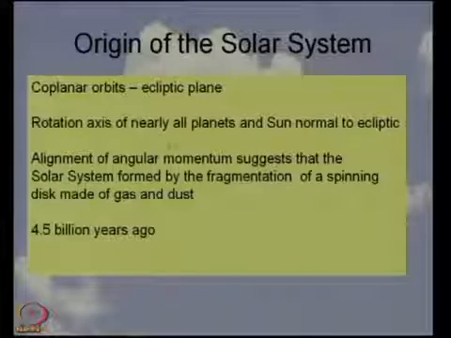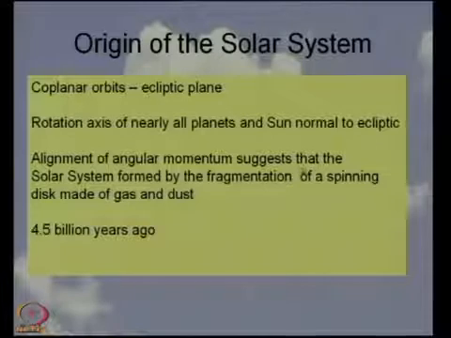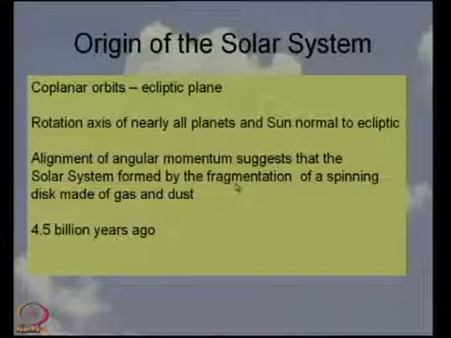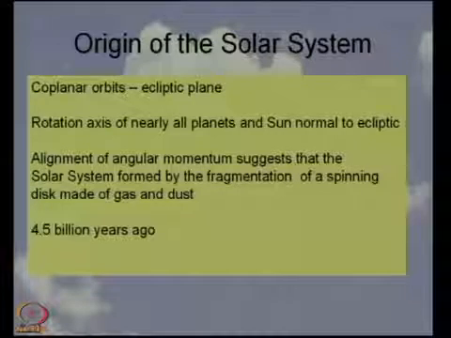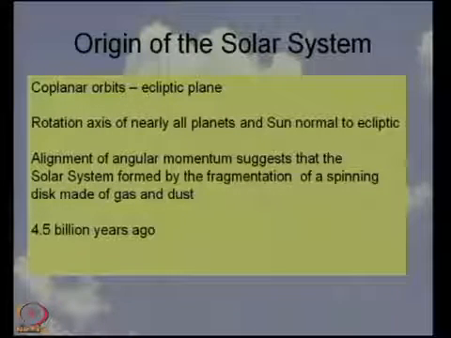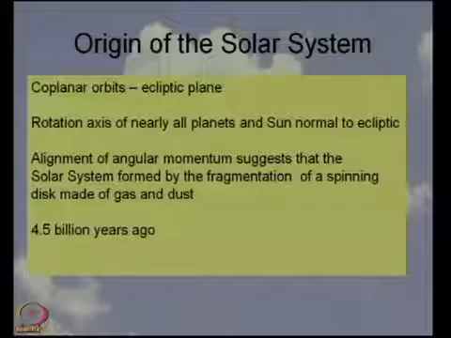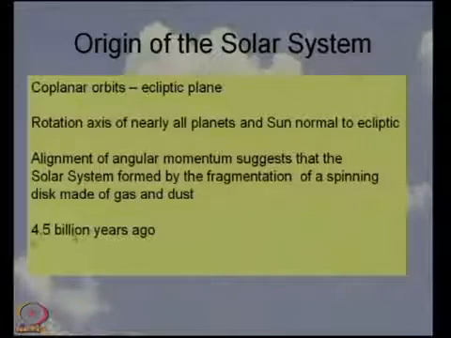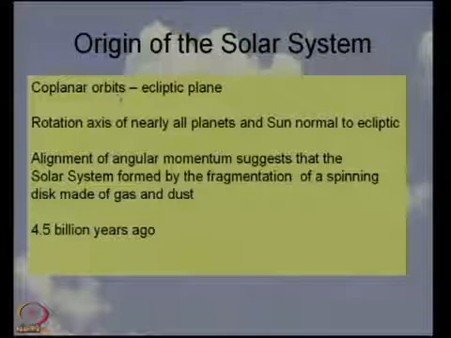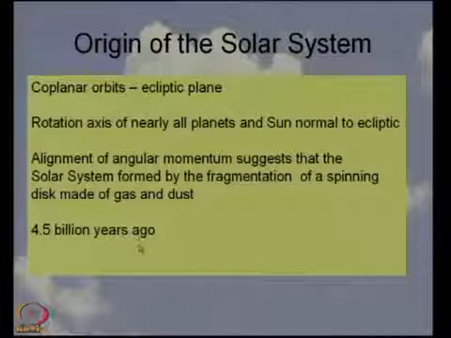So, this alignment of the angular momentum vectors suggests that the solar system was formed by the fragmentation of a spinning disk made up of gas and dust. So, there was a disk which is spinning, the whole disk is rotating, made up of gas and dust. If that fragments, then you can get these stars, planets, everything with the same angular momentum vector. The angular momentum of the original disk will be conserved and it will be there in these objects also. And the age of the solar system is estimated to be around 4.5 billion years. So, the whole thing took place around 4.5 billion years ago.